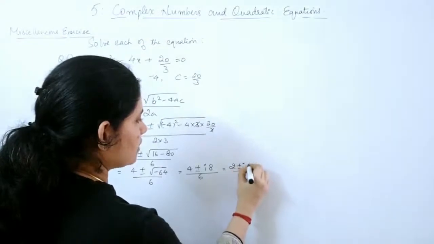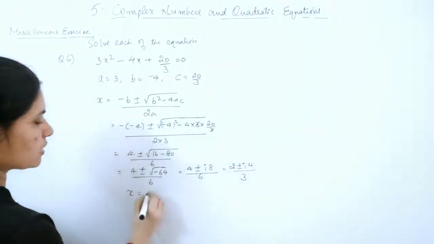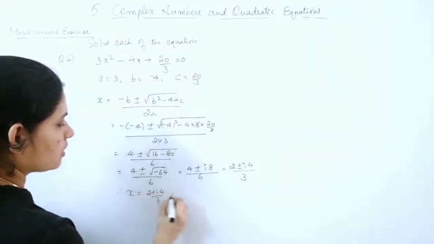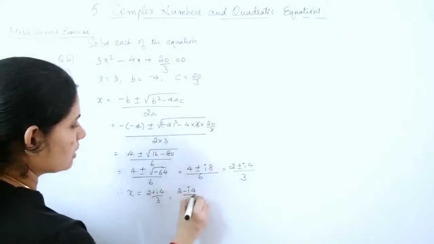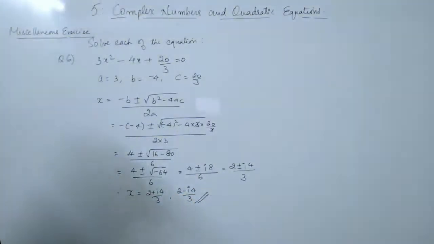So when the roots or solution is asked, you can just write, therefore x is 2 plus i4 by 3 or 2 minus i4 by 3. These are the two solutions of the given quadratic equation.